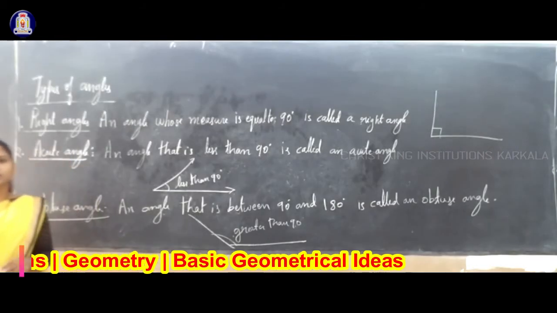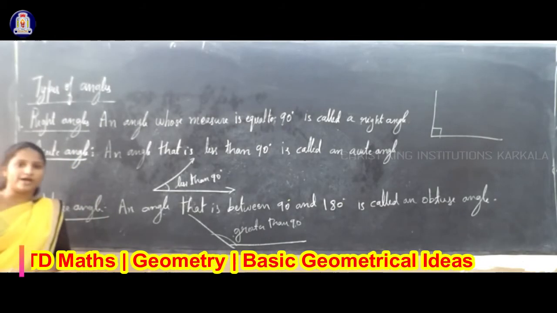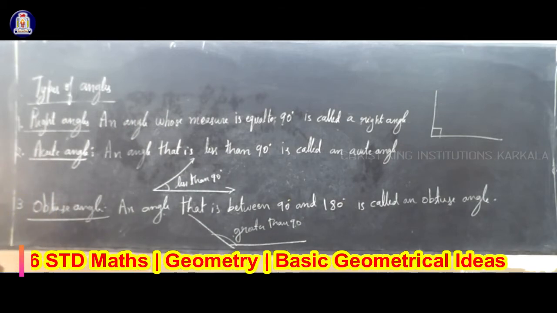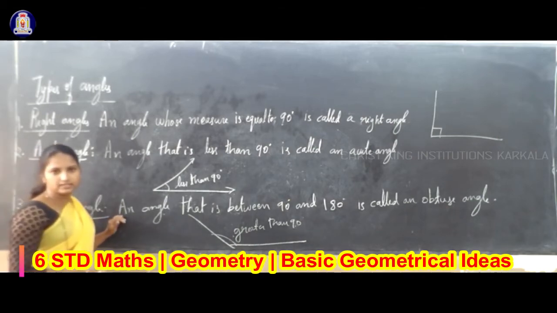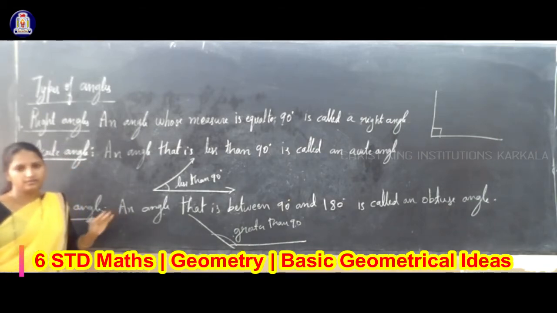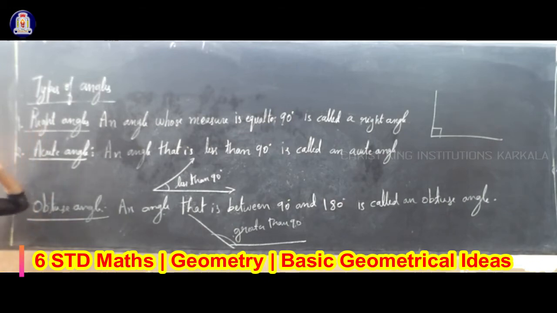Okay, next, types of angles. The types of angles are right angle, acute angle, obtuse angle, straight angle, complementary angles, and reflex angle. Clear? First we see the right angle, acute angle, and obtuse angle. First, here I have right angles.